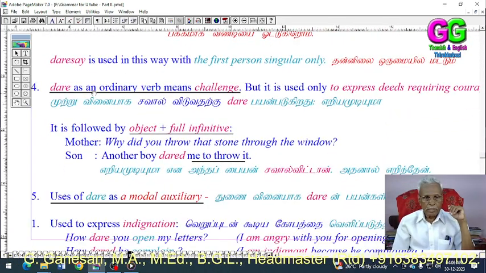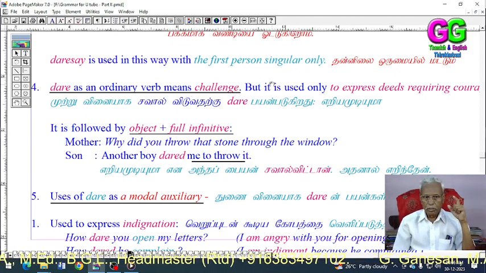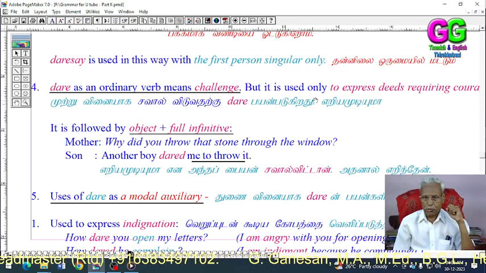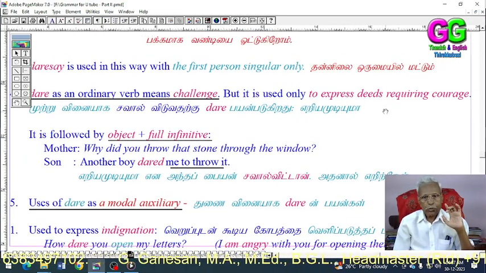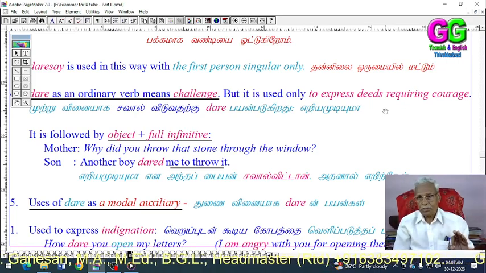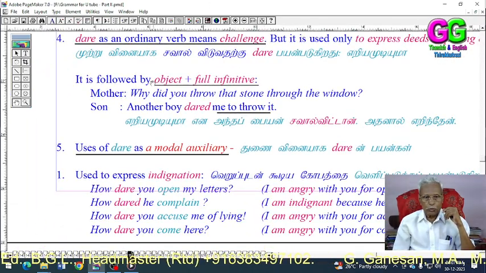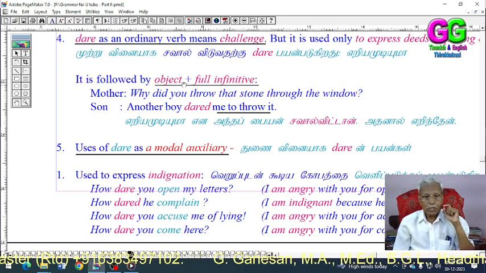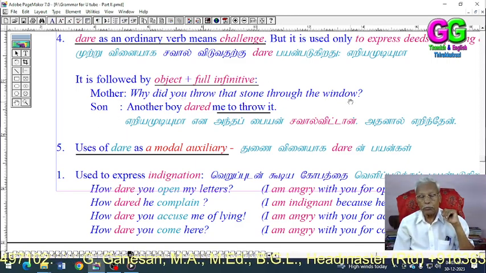Third use. Dare as an ordinary verb means challenge. But it is used only to express deeds requiring courage. When dare is used with the meaning of challenge, it is followed by object plus infinitive. Mother, why did you throw the stone through the window?